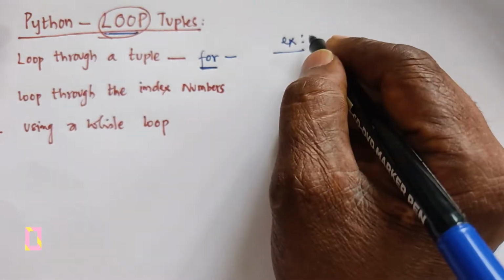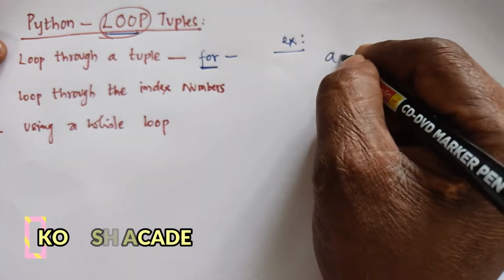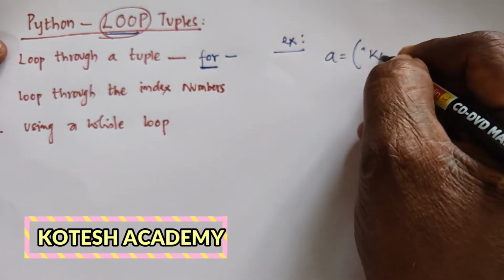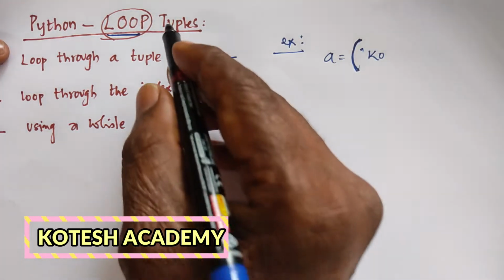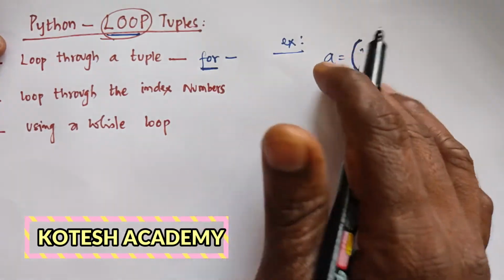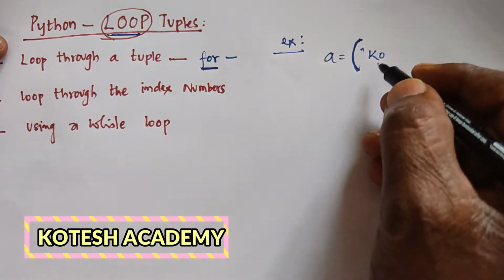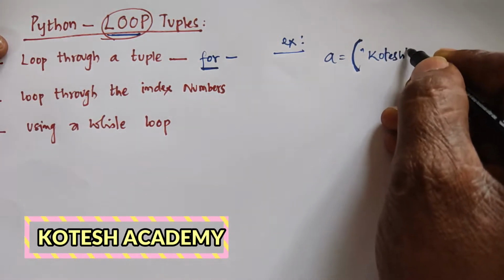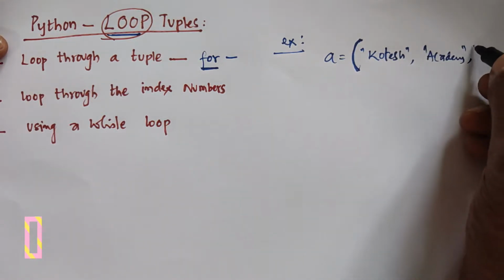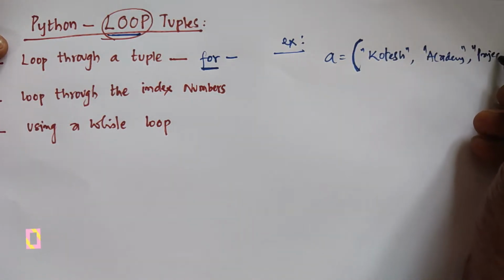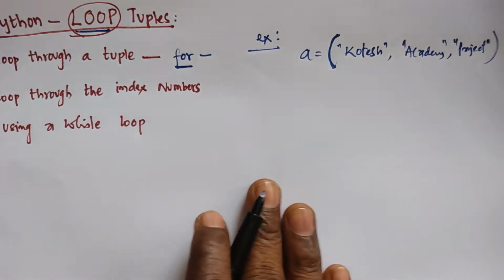Here is example 1: a is equal to, and always for a tuple, wherever you have a tuple you have to use the round bracket. Whenever you are using a list we have square brackets. That is actual quotation. Okay, next one is academy and the third one is project. Like that we will get the data values.